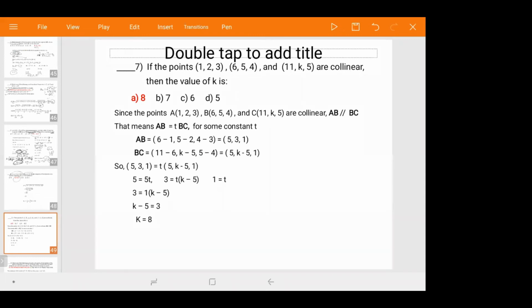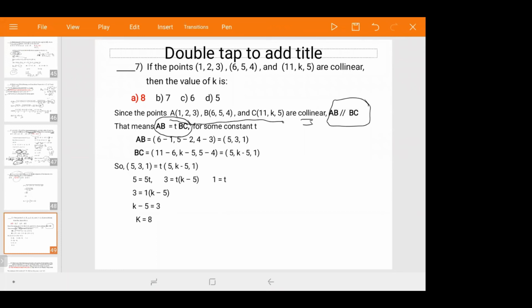Since these 3 points A, B, and C are given to be collinear, it means AB has to be parallel to BC. AB should be parallel to what? BC. And we know that if 2 vectors are parallel to each other, then one must be a constant multiple of the other. So there must be a real number t such that AB equals t times BC.